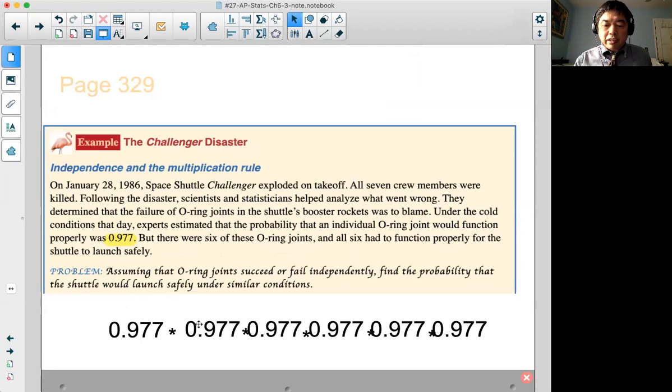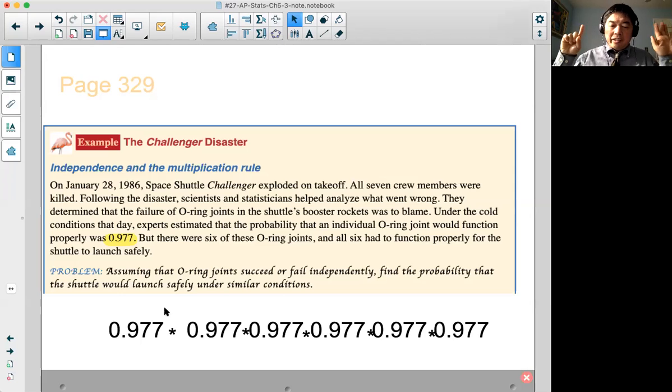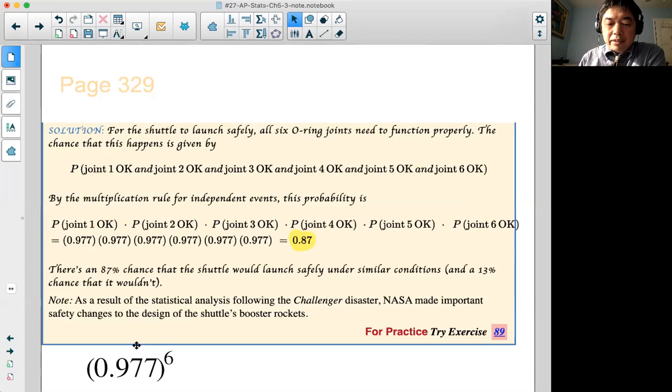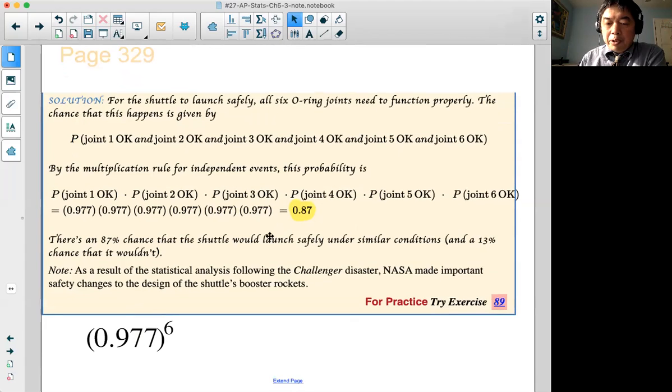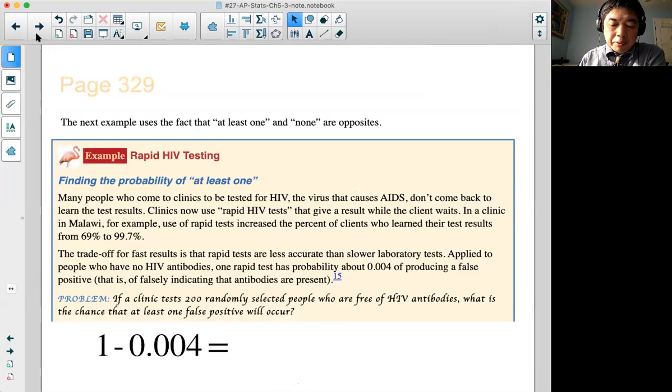To get the success rate of all, there are 6 O-rings, so we had to multiply 1, 2, 3, 4, 5, 6, to the 6th power, I meant, right? So this is the equation we had to use to get the real success rate. That's a simple multiplication rule. We do the same thing, but we have to get the success rate.